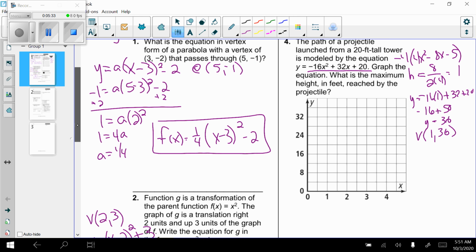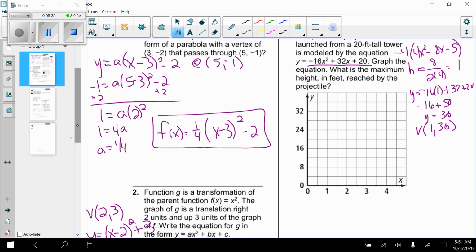Okay. So I can go ahead and plot my vertex. Over 1, let's see, this is going in 4s, so this right here would be 36. Over 1, up 36. There's my vertex. So now I want to make an XY table. Remember, my vertex goes in the middle, 1, 36.